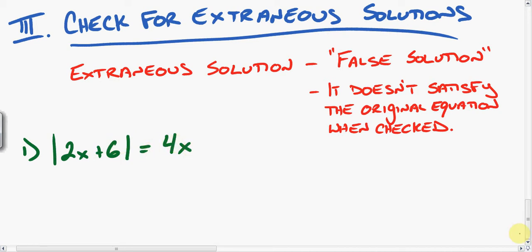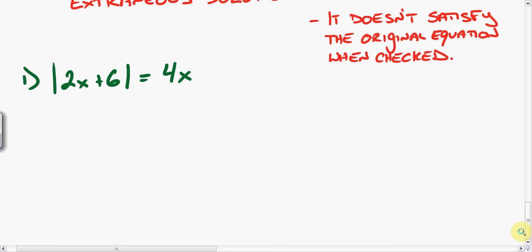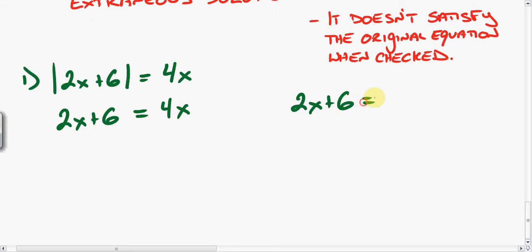We'd like to solve this. I need to take the expression inside the absolute value bars, which is 2x plus 6, and set it equal to the expression on the other side of the equation. Then I'm going to take the same expression from inside the absolute value bars, 2x plus 6, and set it to the opposite of this expression, so the opposite of 4x. Now we've got two equations that we need to solve.